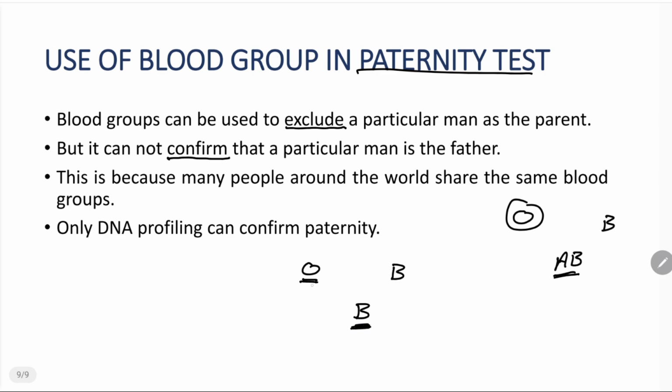So because many people share the same blood groups, we cannot use blood groups to confirm that a particular man is the father to a child. In order to be conclusive and confirm that a particular man is the father to the child, we can only use DNA profiling. With blood groups, we can only exclude the man as the father. We cannot confirm him to be the father of that particular child, right? And this is how blood groups are used in paternity testing.